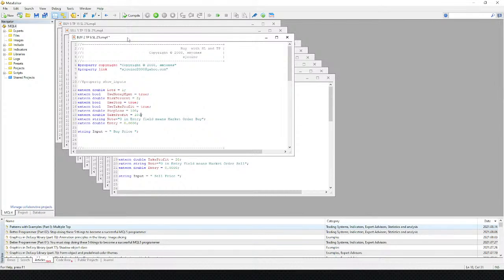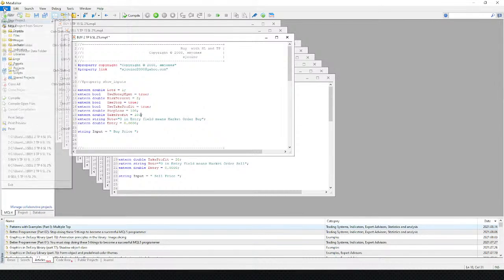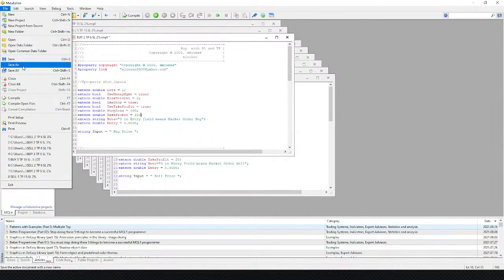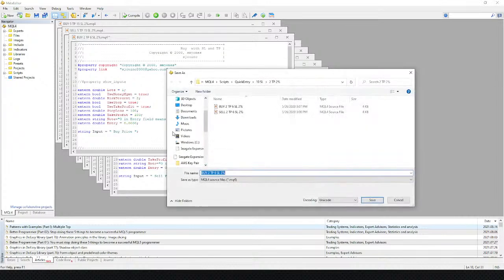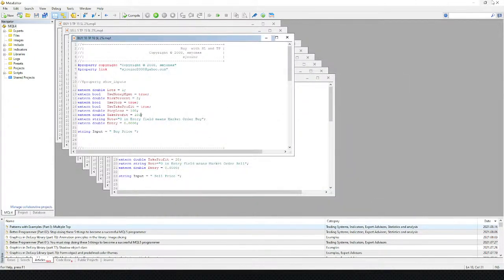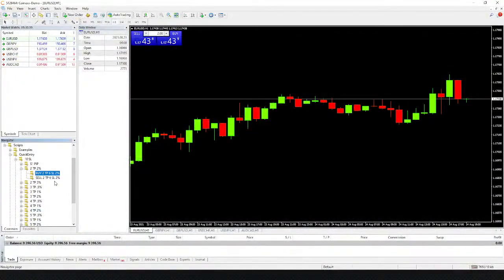So then what I'll do is I'll go in here and I'll save this, save as, and this will be for a buy for 10 and 10. And then I'll save it, right? I'll go back in there and I'll do this one.